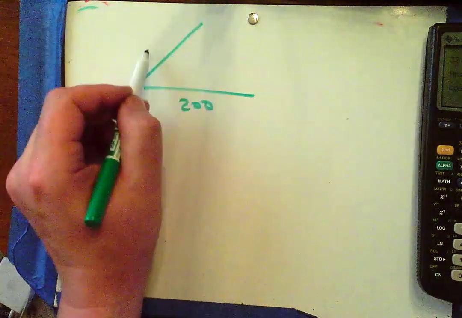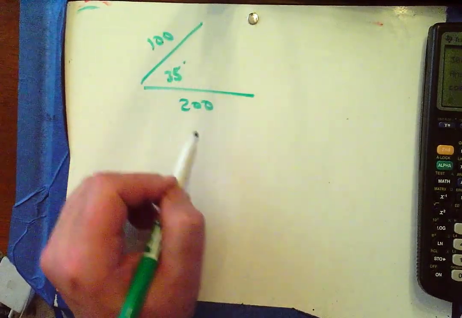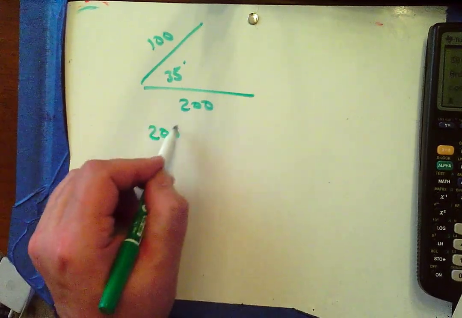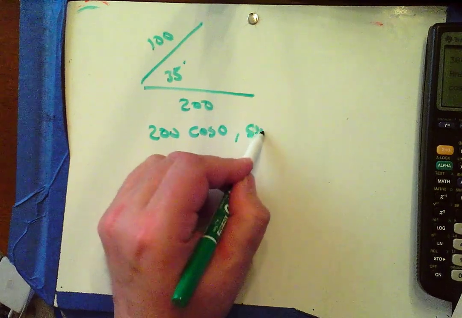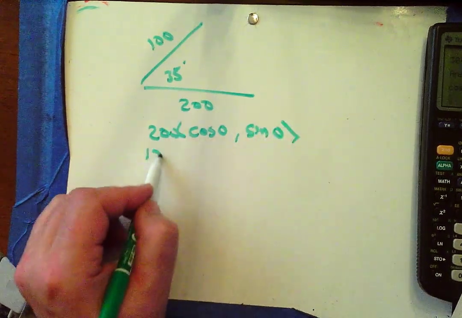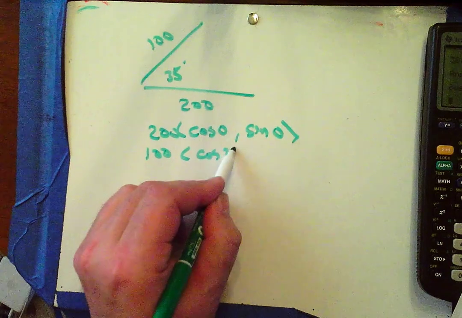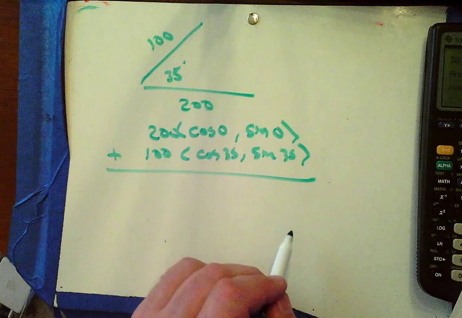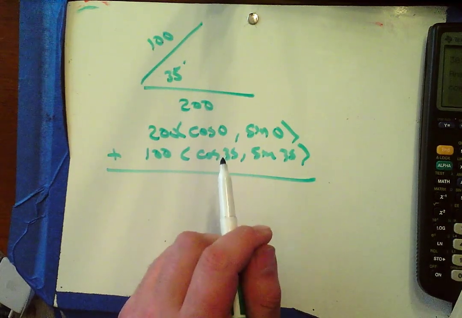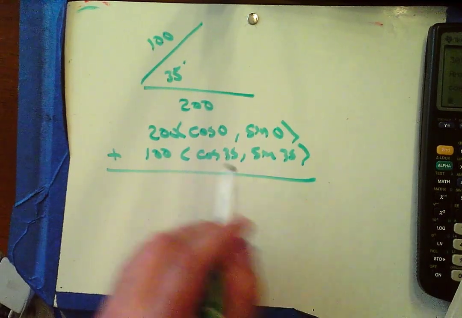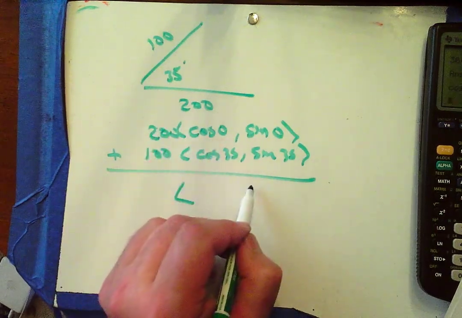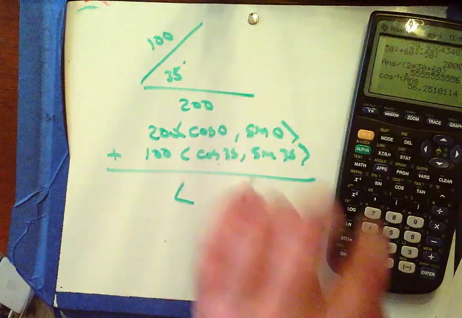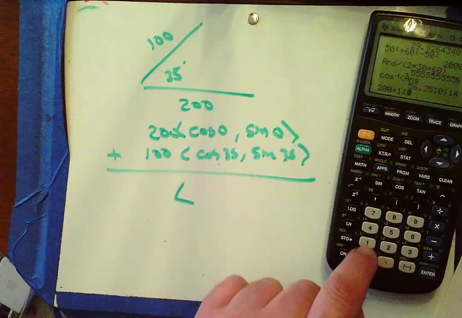200, 100, 35 degrees between them. Okay, so I'm going to say 200 cosine 0, sine 0, plus 100 cosine 35, sine 35. Actually, I want to take a look at this problem a second way when we're done with this. So this is going to be 200 times this, which is 200, plus 100 times that.